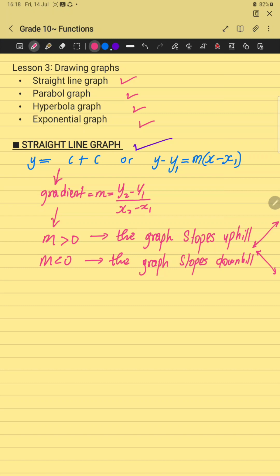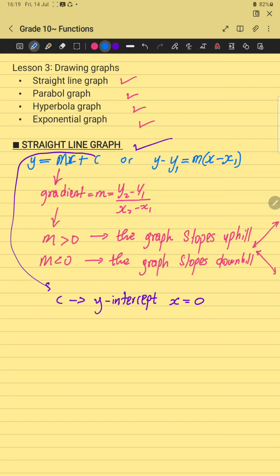Right, so it means that if you want to draw, you have to consider the value of m first before you draw the graph. Now let's look at the value of c. The value of c represents the y-intercept. So if c is the y-intercept, that means x is equal to 0 in order for you to get the value of c.